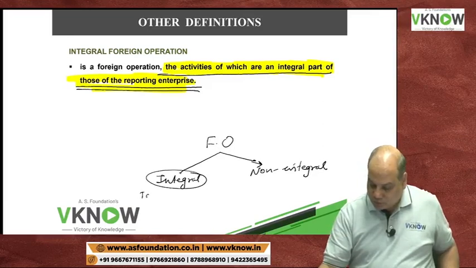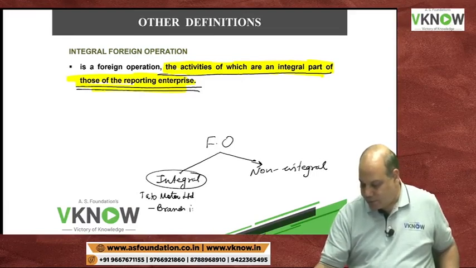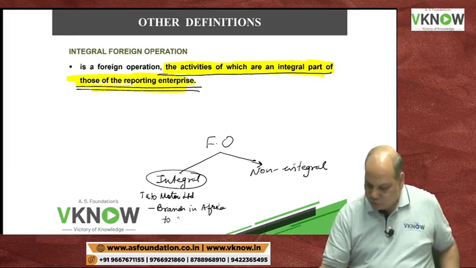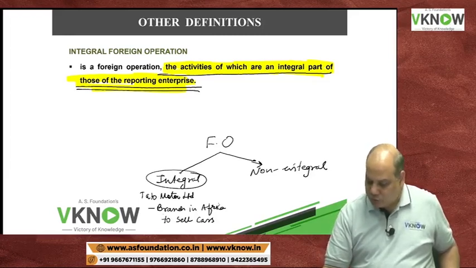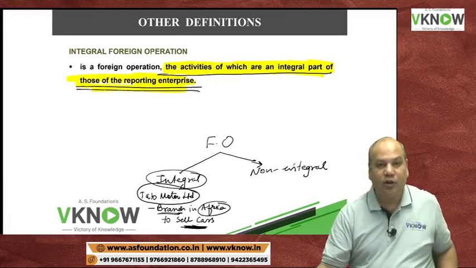Example, Tata Motors Limited has a branch in Africa to sell cars. So, what is the purpose of this branch? The purpose of this branch is to sell cars which are manufactured by Tata Motors in Africa.